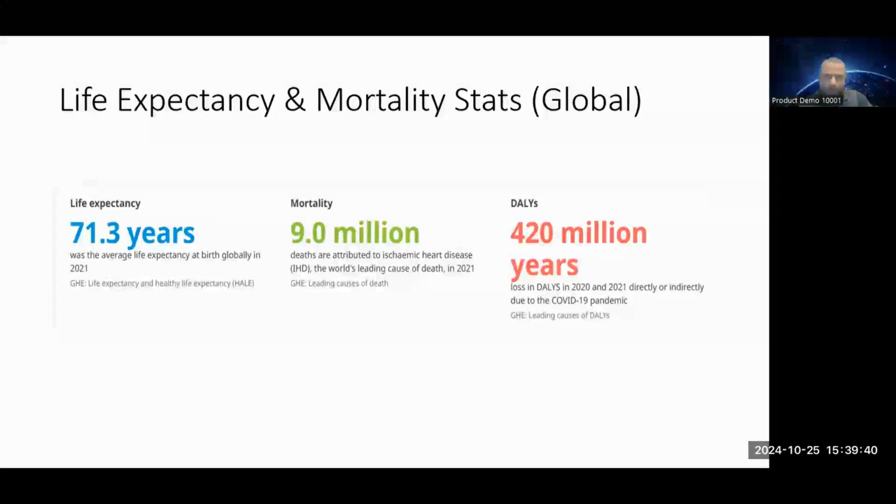Okay, before we go ahead and fill in this application, let's talk about life expectancy and mortality statistics. Overall, on a global stage, the life expectancy is about 71.3 years, and this was the average life expectancy in 2021, and the mortality was 9 million.